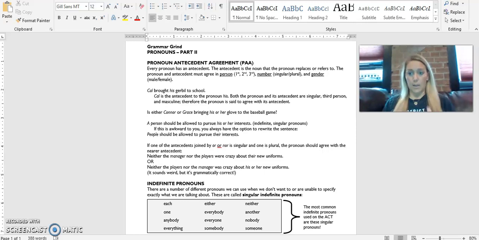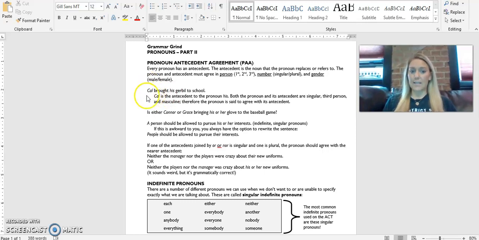Okay, so for example here, let me show you what an antecedent and a pronoun is. In this first sentence, it says, Cal brought his gerbil to school. If I were to ask you to find the pronoun in the sentence, the pronoun is his, right? So the antecedent is what the pronoun refers to. So who is his, right? It's Cal, okay? So Cal is the antecedent in the sentence, all right? Cal brought his gerbil to school. What do we know about Cal? Remember, it has to agree in three ways, right? So Cal, is it first, second, or third person? We're talking about Cal, so Cal is third person. So is his, right? His is a third person pronoun.